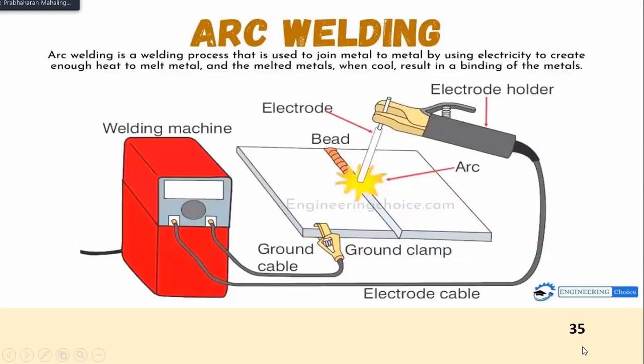Arc welding. Arc welding is a welding process that is used to join metal to metal by using electricity to create enough heat to melt metal, and the melted metals, when cooled, result in a binding of the metal.